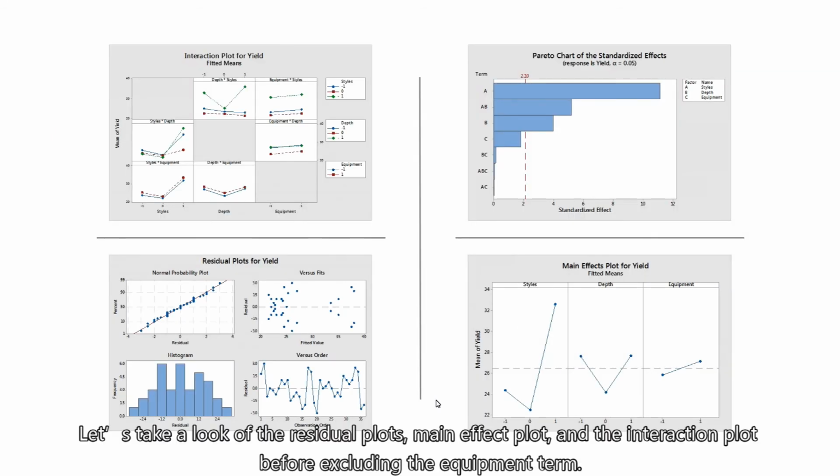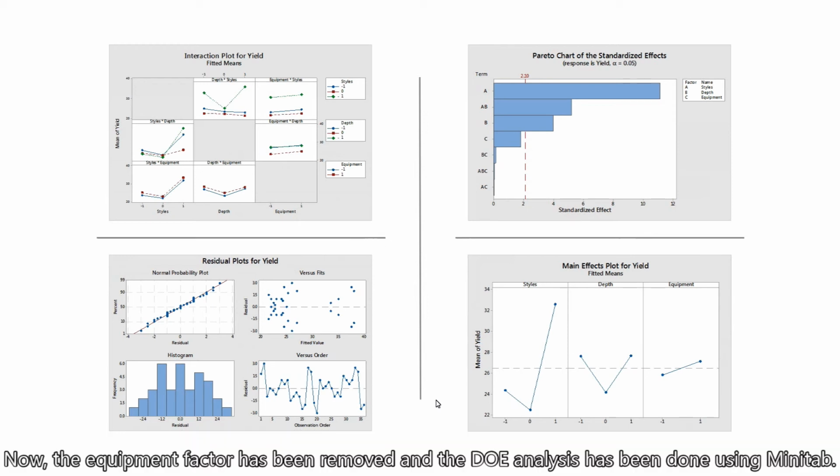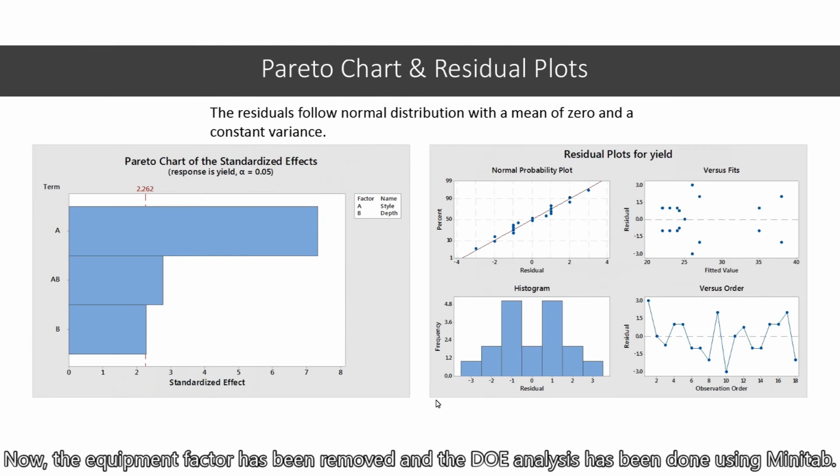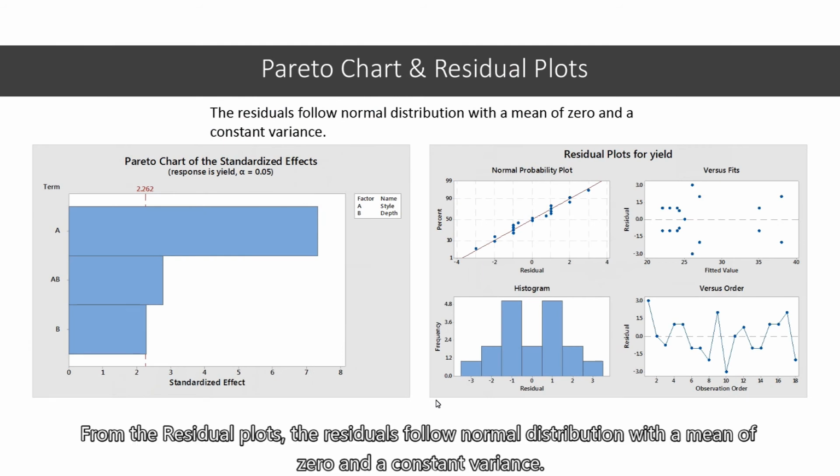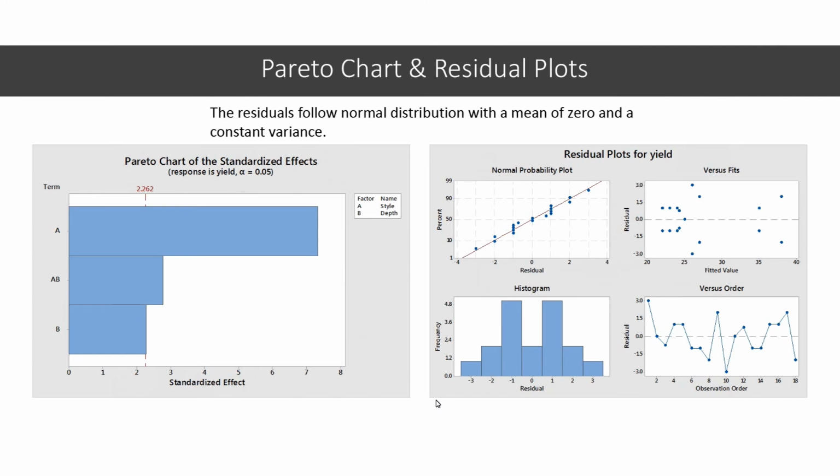Let's take a look at the residual plots, main effect plot, and the interaction plot before excluding the equipment term. Now, the equipment factor has been removed and the DOE analysis has been done using Minitab. From the residual plots, the residuals follow a normal distribution with a mean of 0 and a constant variance. So, the result is good for interpretation.